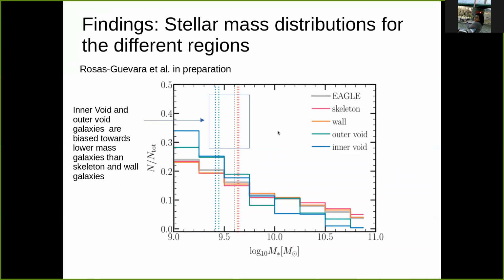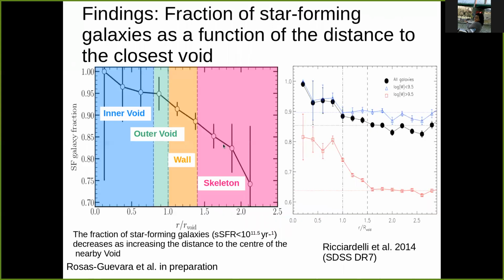As we expected, the stellar mass distributions of inner void and outer void galaxies are biased toward lower mass galaxies, and then skeleton and wall galaxies present a median stellar mass higher in comparison with the galaxies that are located in inner and outer void regions.